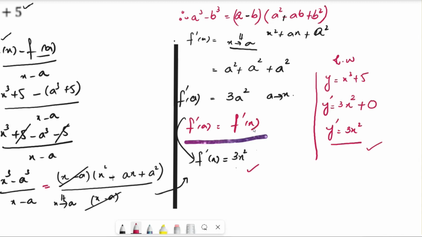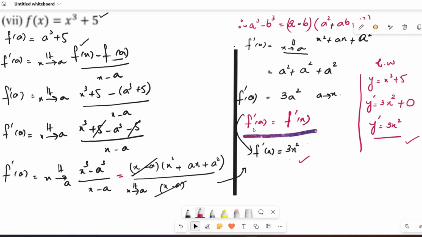It means we have done all correct. So our procedure is correct. That's why our answer is same. So this one is the check of this question, whether we have done all the procedure correctly. So let's do another part of question number 1. That would be question number 1, 8th part.